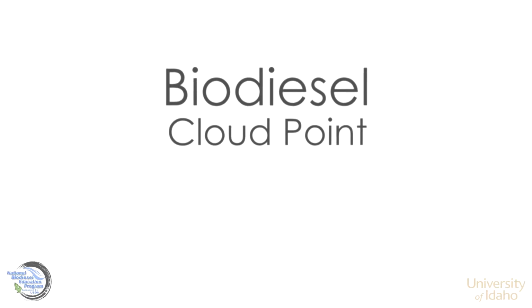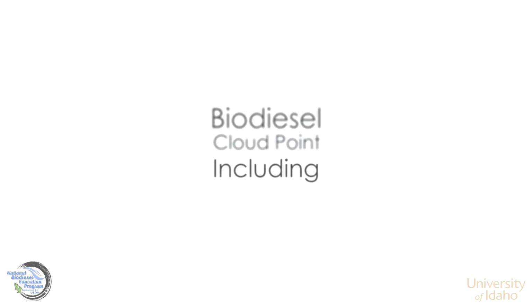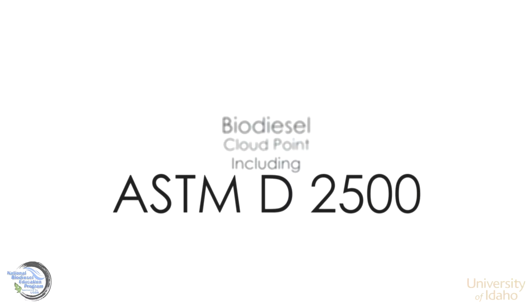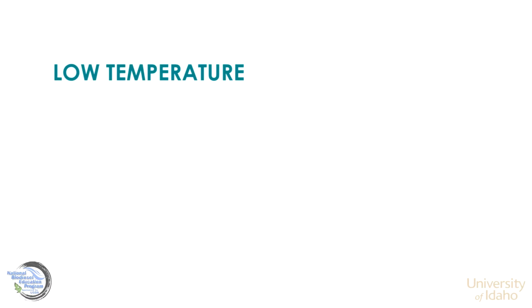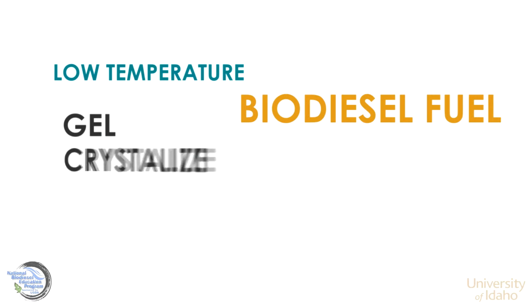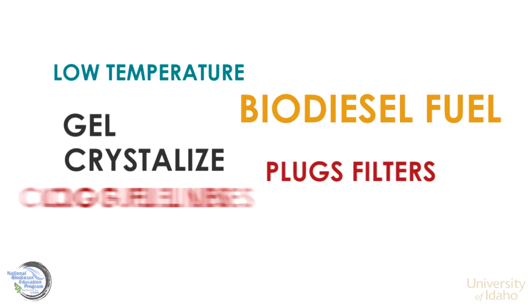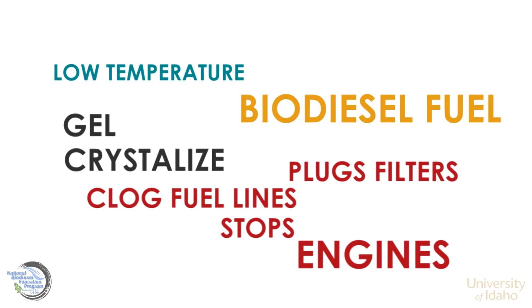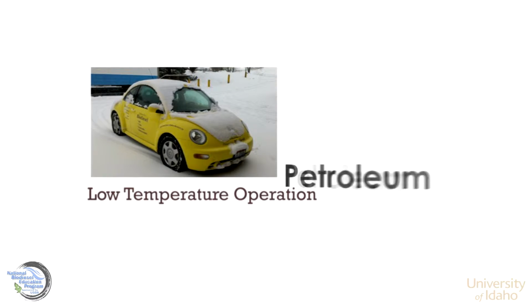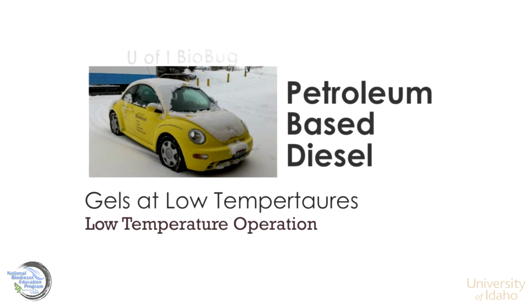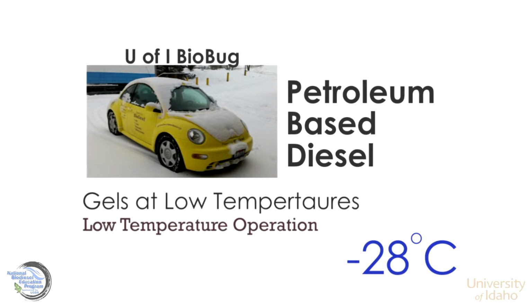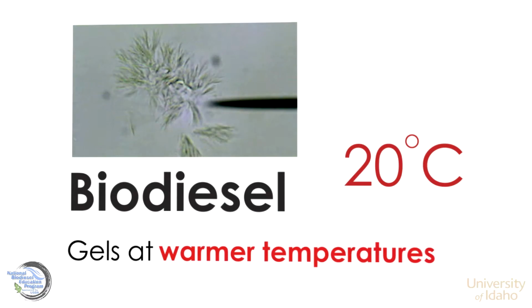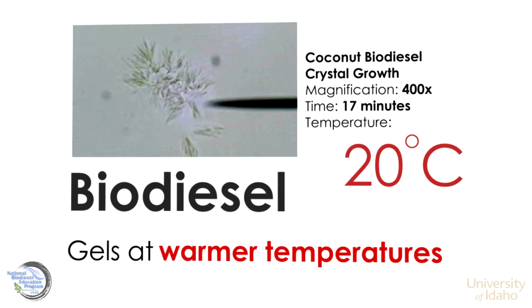This video illustrates the concept of cloud point in biodiesel and how it's determined using ASTM standard D2500. In low temperatures, biodiesel fuels can gel or crystallize, causing fuel filters to plug and fuel lines to clog, which can stop engines. During low temperature operation, petroleum-based diesel gels at low temperatures, some as low as -28 degrees Celsius, whereas biodiesel gels at warmer temperatures, like these 400 times magnified coconut biodiesel crystals growing at 20 degrees Celsius.